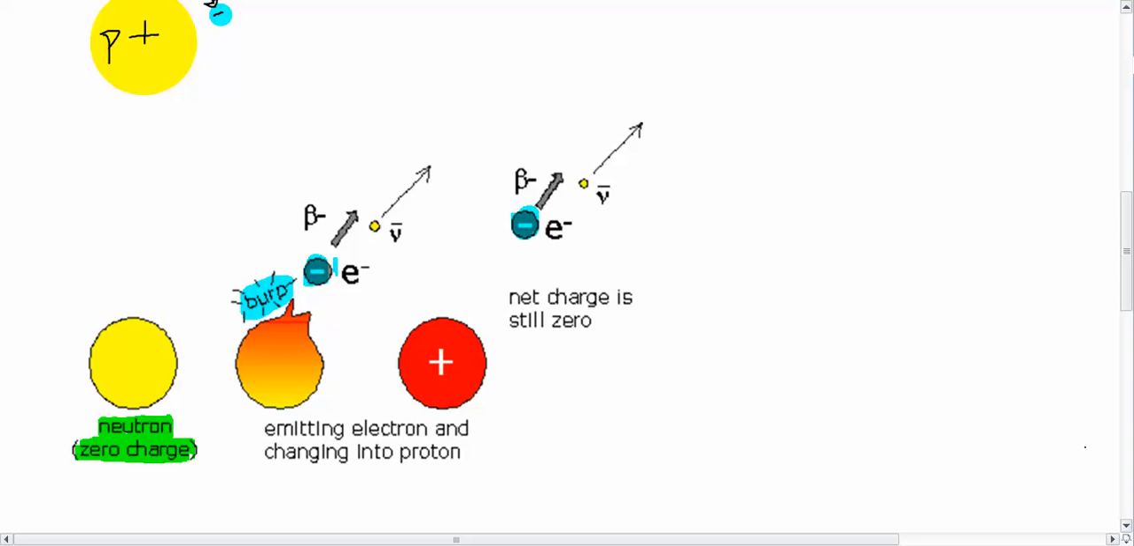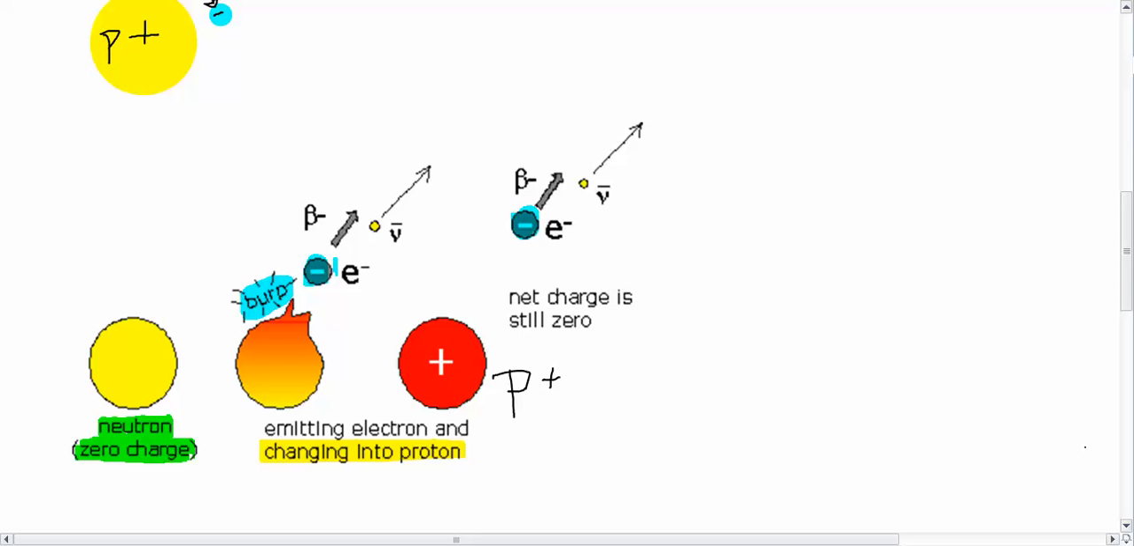And what we're left with at that point, after we get rid of the negative charge, is mass and a positive charge. So we're left with a proton. And the same idea is written down here. The neutron emits an electron, and when it does that, it changes into a proton.